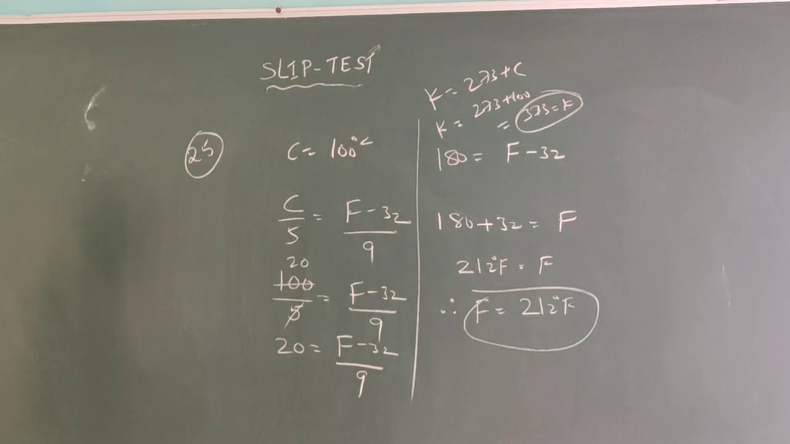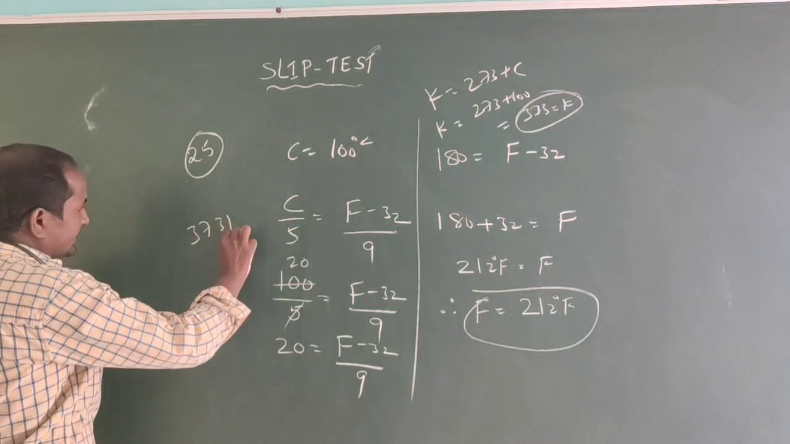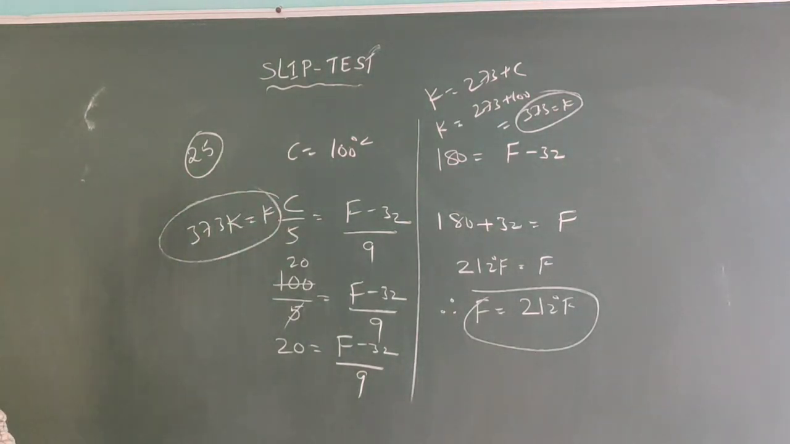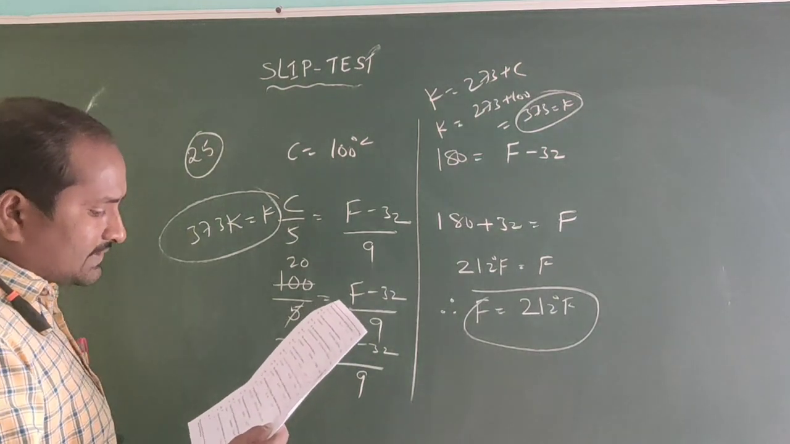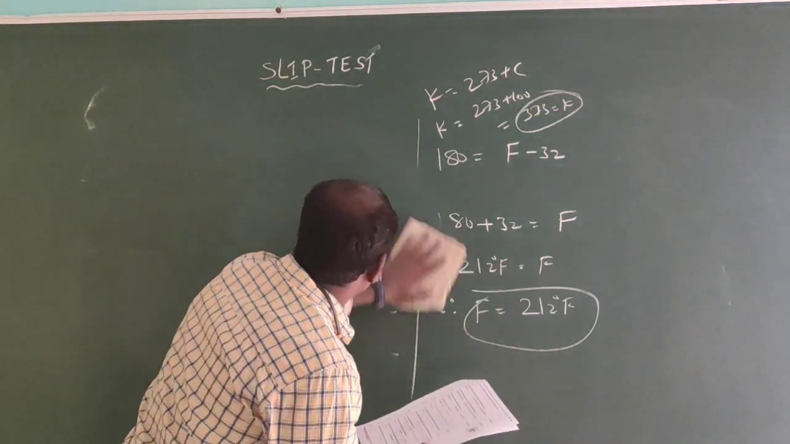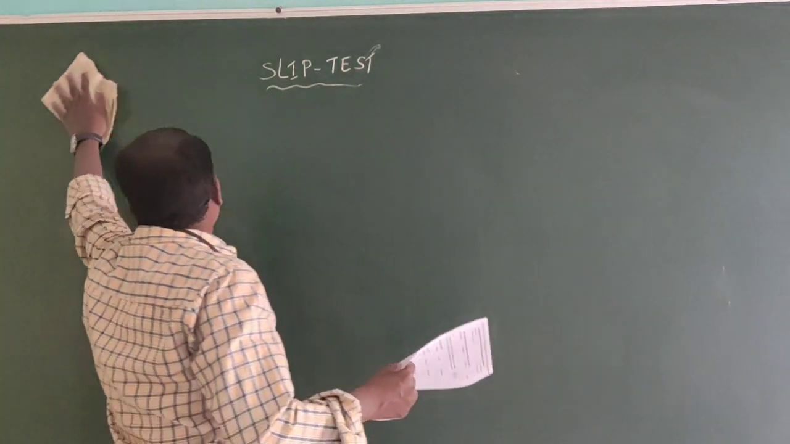373 K. So the boiling point of water in Kelvin is 373, not degree, for Kelvin it is 373 K. Okay. Next one. At what temperature are the numerical values of Celsius and Fahrenheit both the same? That is minus 40 degrees. Minus 40 degrees. This I will explain.